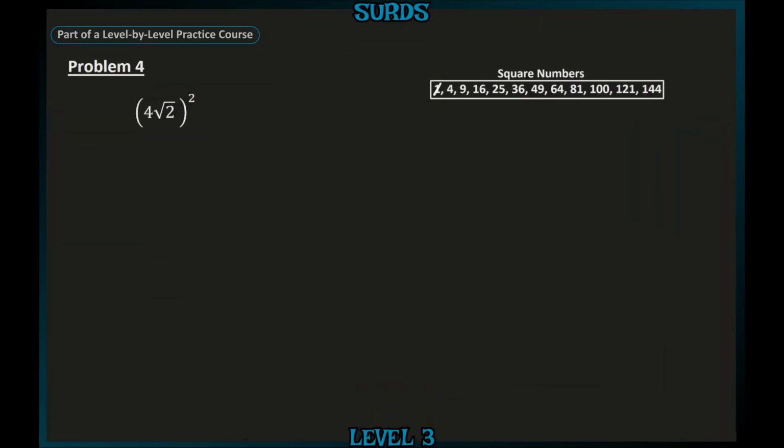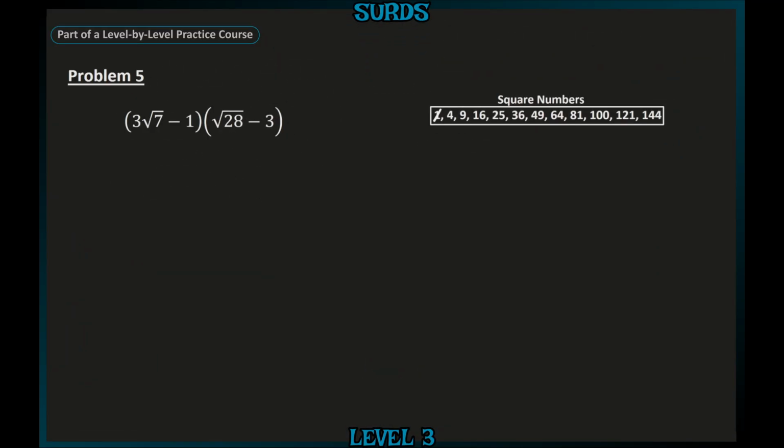In problem 4, we're simplifying 4 root 2 squared. Now when we square a number, it means we're timesing the number by itself. So 4 root 2 squared means we're taking 4 root 2 and multiplying it by itself. So we're multiplying it by 4 root 2. Now here we can start by multiplying together 4 and 4, which gives us 16. And when we multiply the square root of 2 by the square root of 2, the square root disappears and just leaves us with 2. And 16 times 2 is 32. So our final answer to problem 4 is 32.